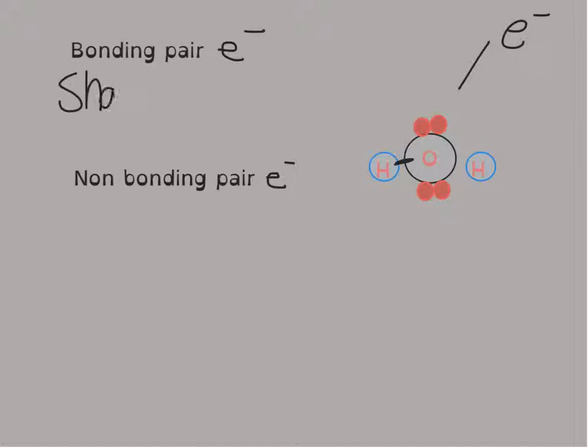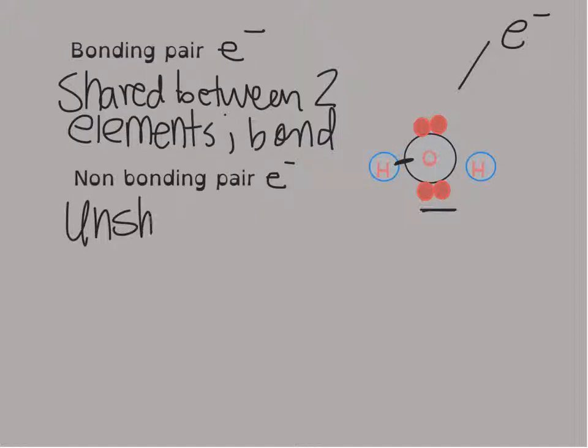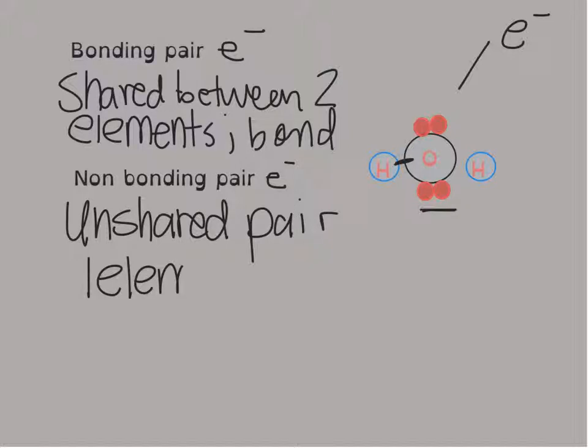In a bonding pair, these are the electrons that are shared between two elements, and these are in the form of a bond. Okay, and then you can have non-bonding electrons, and these are, for example, the red ones here. These are unshared pairs. So these electrons are free on one element, and they are not in a bond. They are also known as an unshared pair.